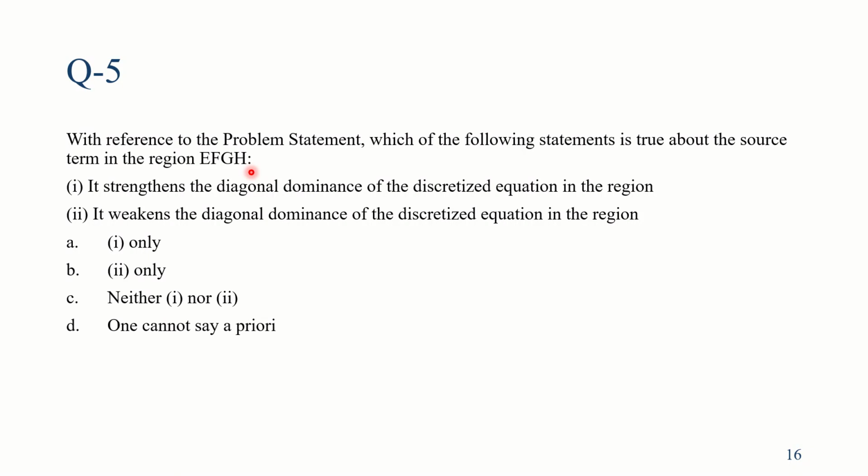So if the source term is constant, that constant will be affecting the Q vector, the Q column vector. Px is equal to Q. If the source term is constant, it would go and affect the Q column vector. There is no way it would be strengthening or weakening the diagonal dominance of the discretized equations. So we can say that the answer is neither 1 nor 2.